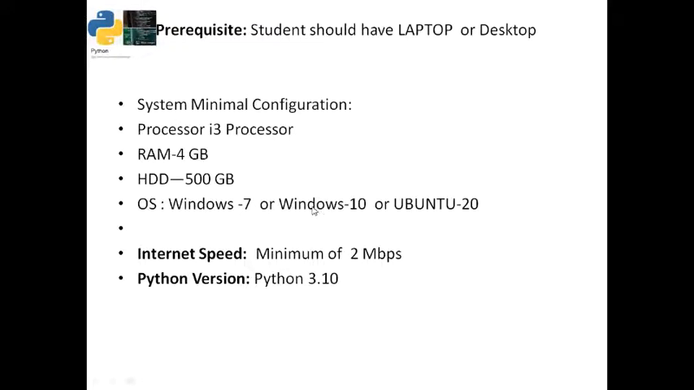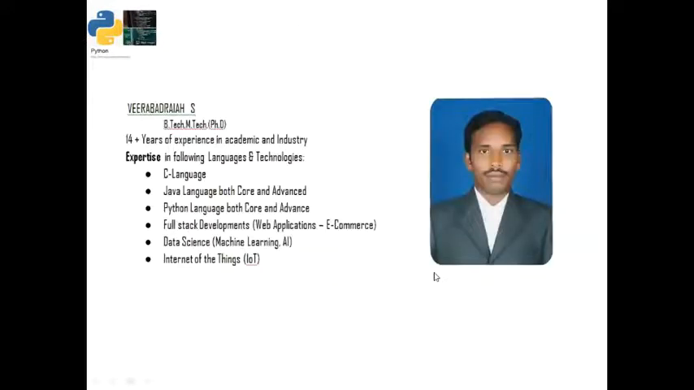When coming to the OS, it could be Windows 7, Windows 10 or 11, or Ubuntu 20. The minimal speed required is 2 Mbps to make the video conference itself. This is enough minimally. The present version we are going to use here is 3.10, which we have already discussed in the session itself.